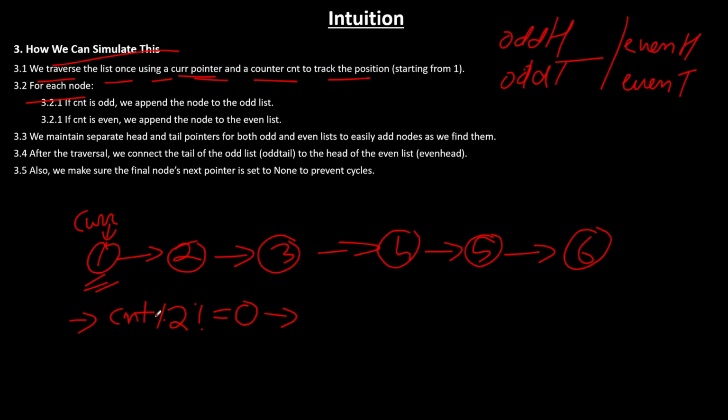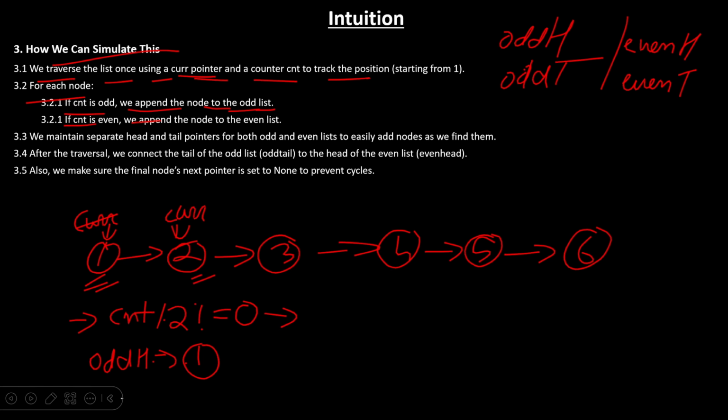Let me tell you. What we could do with this is that if the count is odd, we append the node to the odd list. Okay. So what we will do in odd head, we will append this value here. Fine. And if the count is even, now after completing this, the current pointer could come here, right? And the count will always become, of course, 2 here. So it will be an even index value. So we could put that node in our even head.